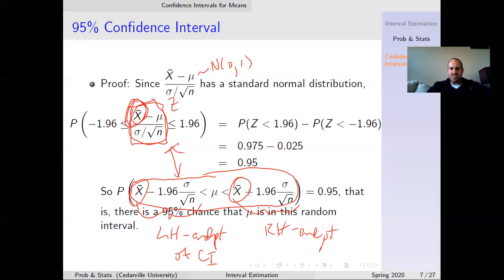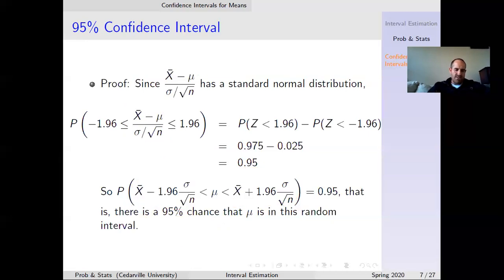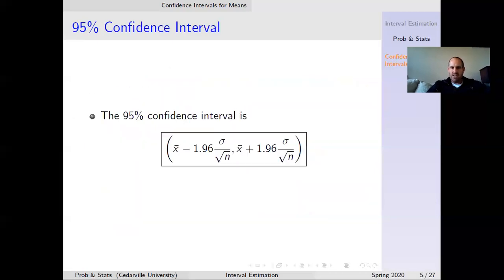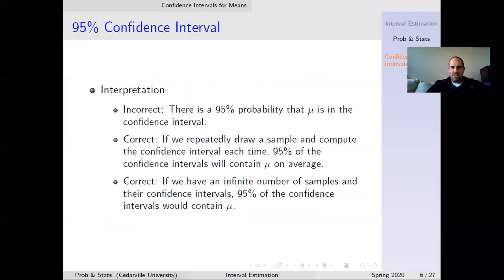X bar is the center of that random interval. Okay, so that's really the argument for why the confidence interval is what it is, why this is the formula that really is what we want, okay?